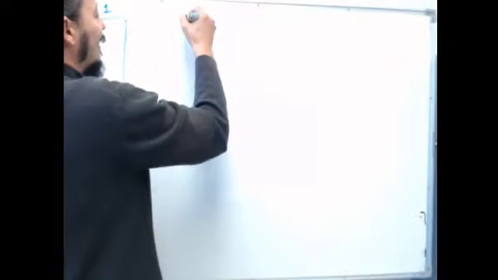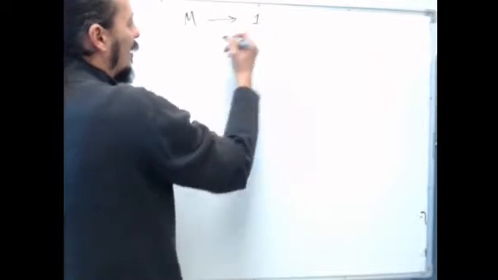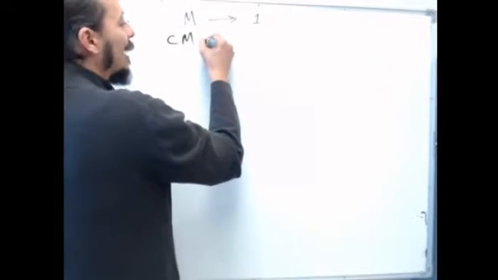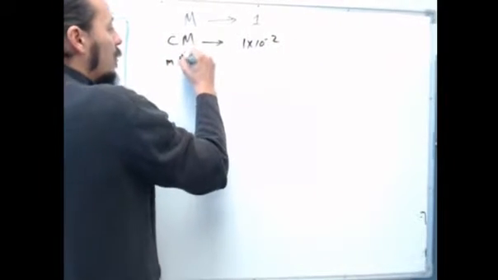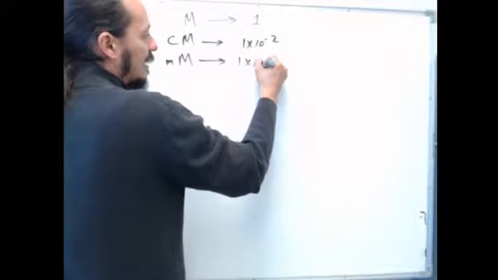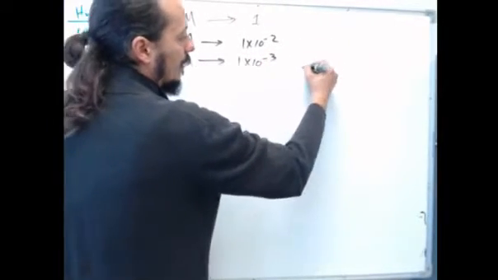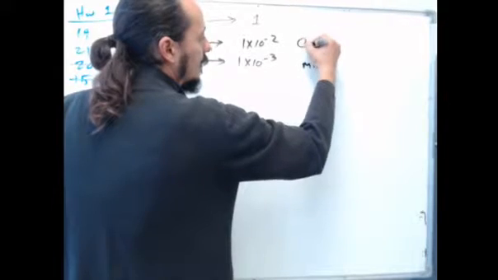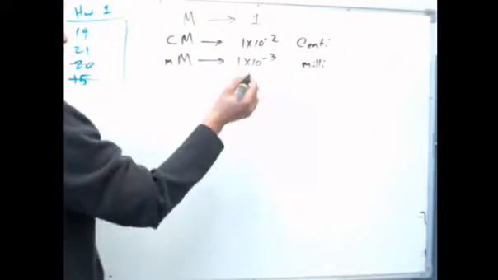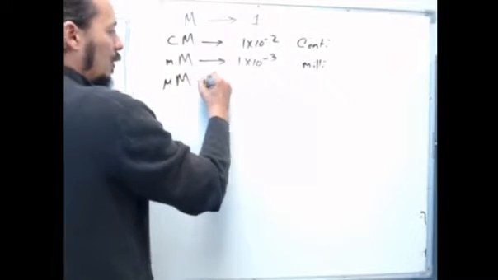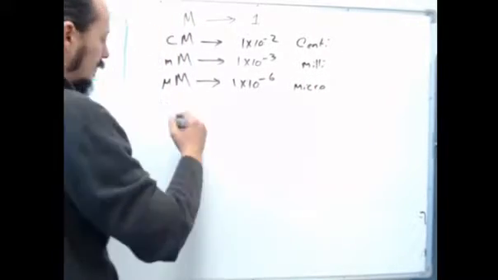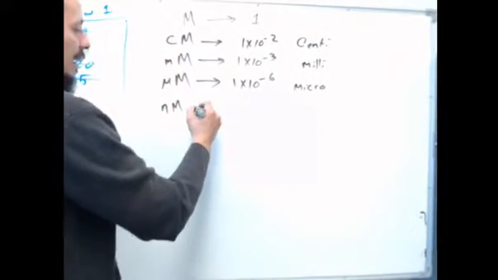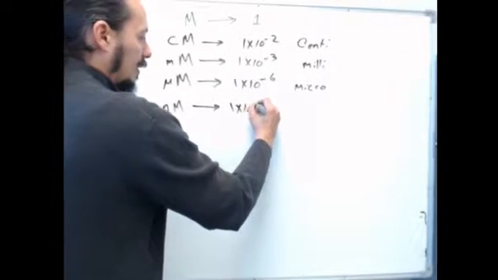Molarity is just 1. Centimolar, no one ever uses centimolar, but just so we have all the prefixes, the C prefix is 1 times 10 to the minus 2. Millimolar we do actually use sometimes. That's 1 times 10 to the minus 3. Then we have micromolar, 1 times 10 to the minus 6. And then we don't often get to the nanomolar scale, but that would be 1 times 10 to the minus 9.